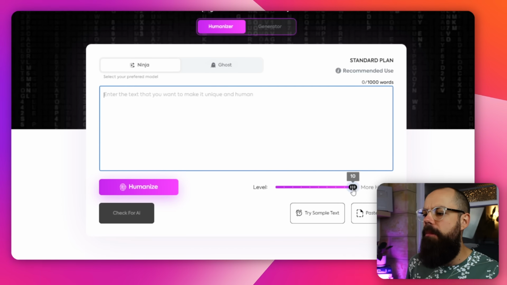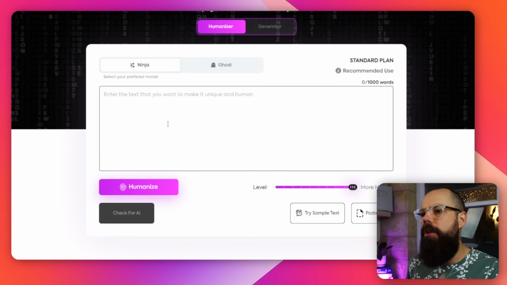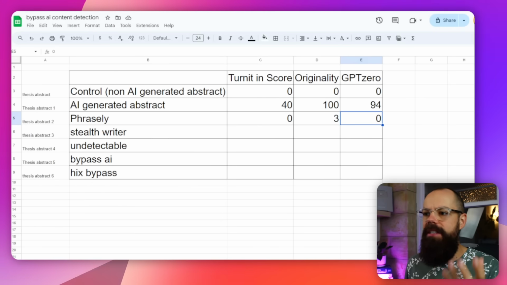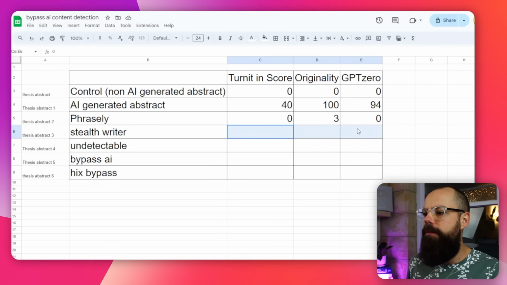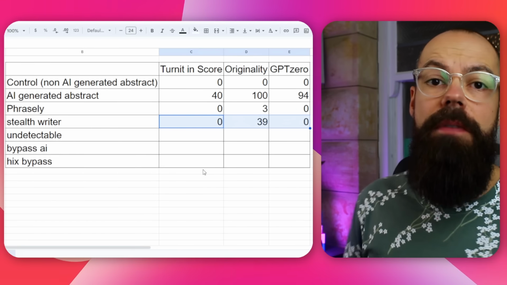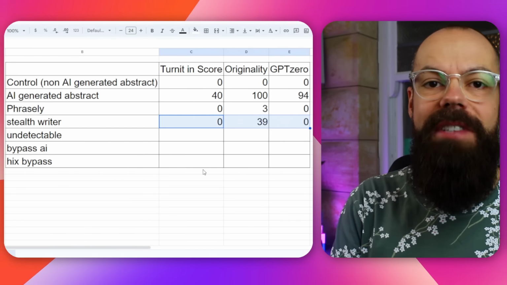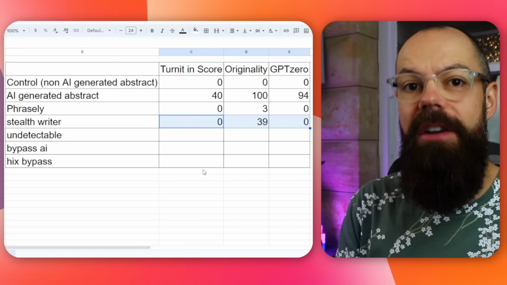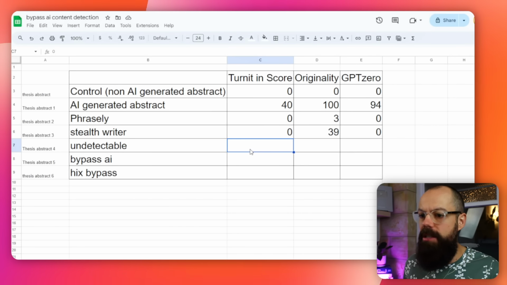I had this turned up all the way, and then I just copied and pasted that into Word. I took that Word content and I put it into the different services, and Stealth Writer came back with 0 from Turnitin, a 39% Originality score, and GPT-0 was also 0. But Originality was the only one that was able to detect that this was not written by a human to any significant extent.